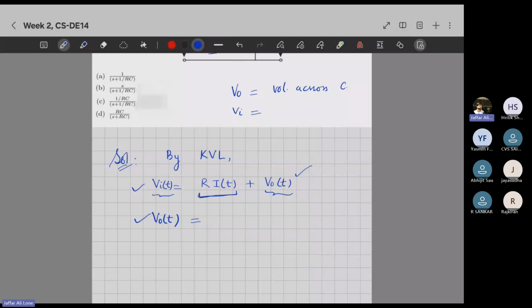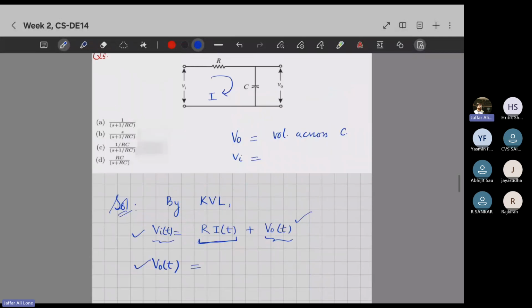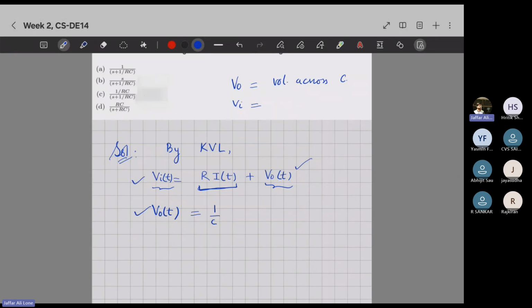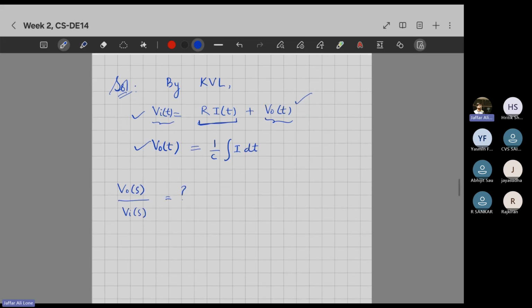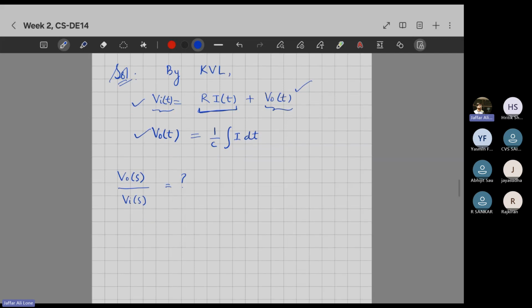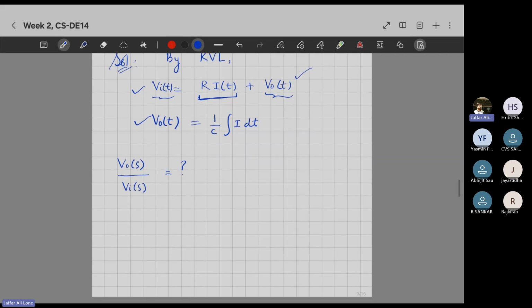And what is Vo? Vo is the voltage across the capacitor C, and its value is 1 by C times the integral of I dt. You know the voltage across a capacitor is 1 by C integral of I dt. Now, what do we have to find? We have to find Vo(s) over Vi(s). But we are given things in the time domain, so we will take the Laplace transform of both. Let's take the Laplace transform of Vo first.